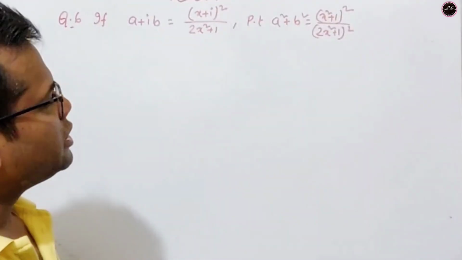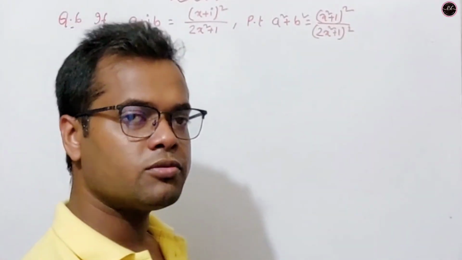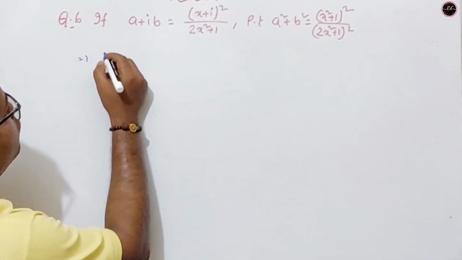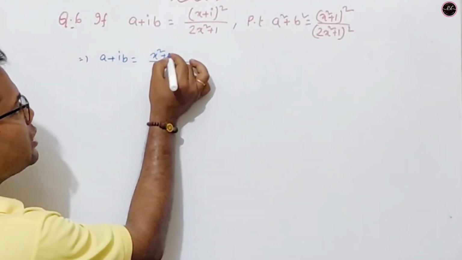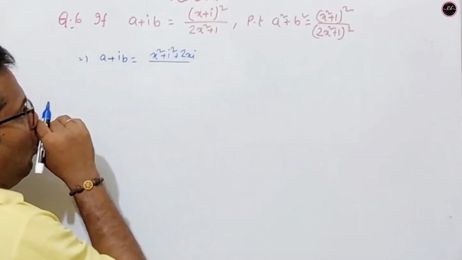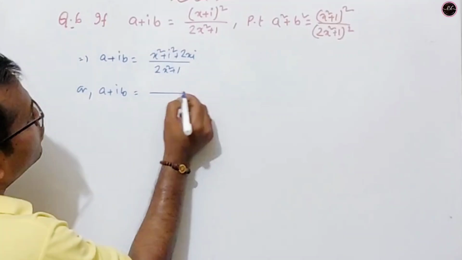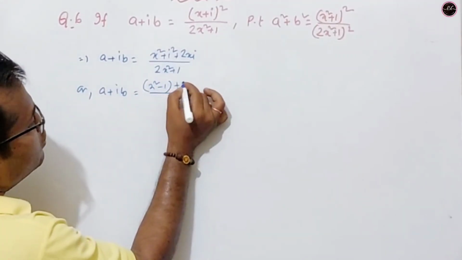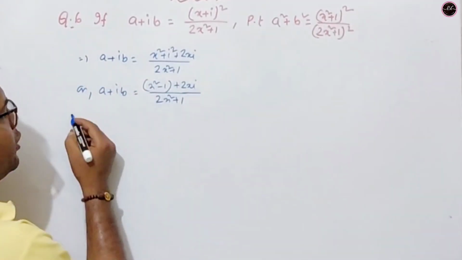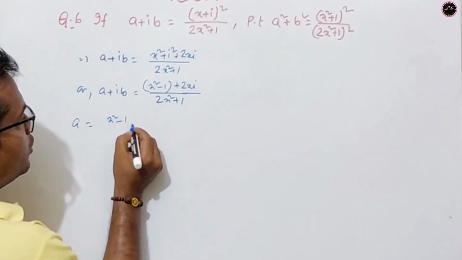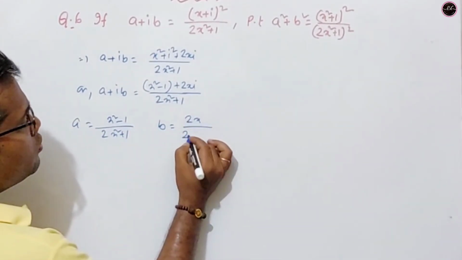Then look at this question. If a plus ib is equal to x plus I whole square divided by 2x square plus 1, prove that a square plus b square equal to x square plus 1 whole square divided by 2x square plus 1 whole square. Okay. Now we first do a plus ib equal to, just squaring this, x square plus I square plus 2xi, and here will be 2x square plus 1, or a plus ib equal to x square minus 1 plus 2xi divided by 2x square plus 1. Now comparing the real part and imaginary part, we get a equal to x square minus 1 over 2x square plus 1 and b equal to 2x divided by 2x square plus 1.